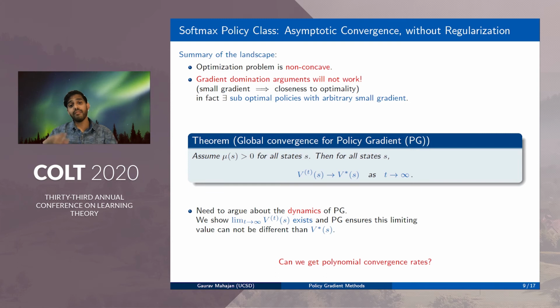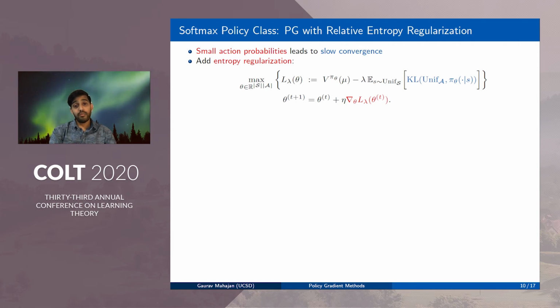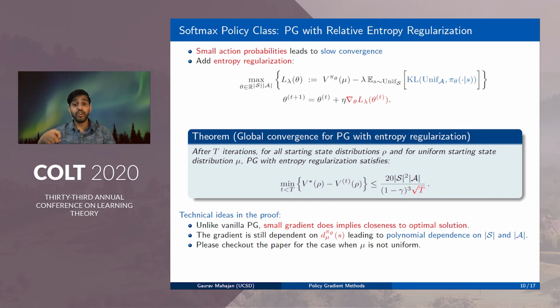But is there a way we can get some kind of convergence rate which is polynomial in the number of states? What we observed in the vanilla policy gradient method is that small action probabilities lead to small gradients, which eventually lead to slow convergence. A common remedy used in practice to ensure that the action probabilities do not become too small is to use some kind of entropy regularization. In our case, we'll update the loss function to include a penalty of the KL divergence between the policy and the uniform policy. We proved that when the exploratory distribution mu is uniform, policy gradient with relative entropy regularization not only converges to the optimal policy, but also converges at a rate of 1 over t with polynomial dependence on the number of states and number of actions.